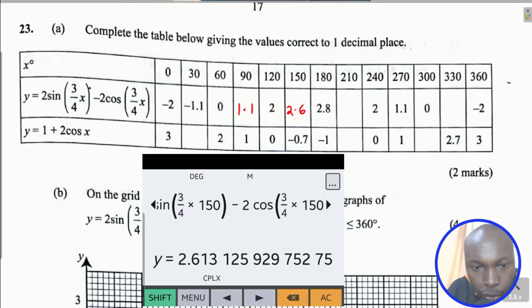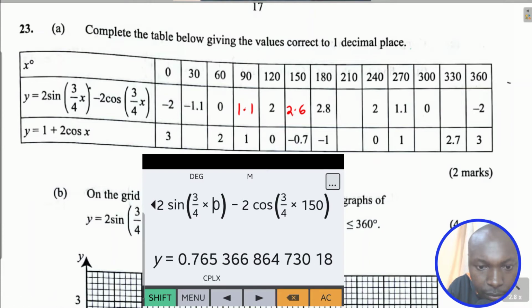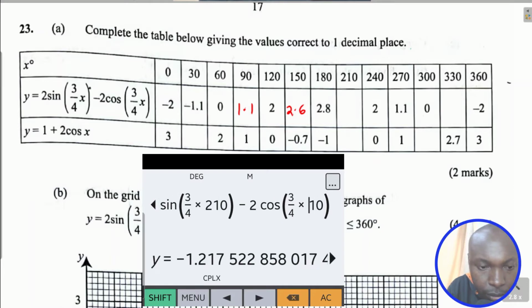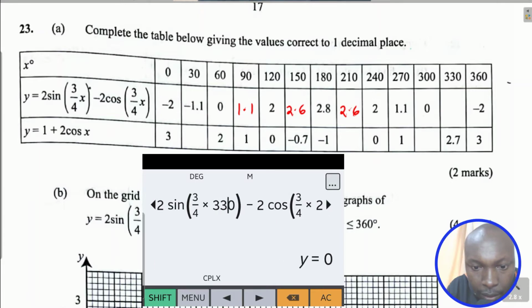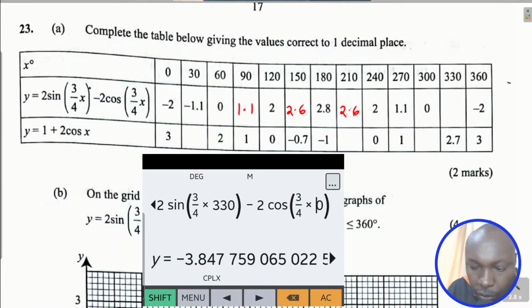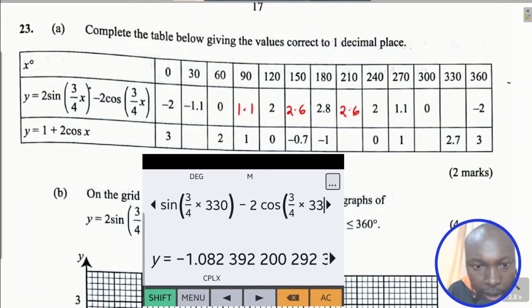2.6. Then when it is 210, again this will give 2.6. The other one is 330. That will give negative 1.1. That is the first equation.